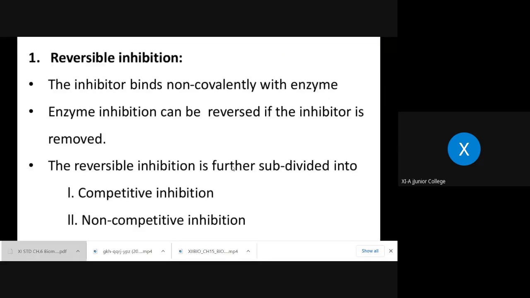What does reversible inhibition mean? Reversible, the name itself suggests. The inhibitors bind non-covalently with enzymes. Enzyme inhibition can be reversed if the inhibitor is removed. This is so simple, you remember. Reversible means when an inhibitor comes in contact with the enzyme, it affects the rate of the enzyme. But when the inhibitor is removed, automatically its activity starts again, and the enzyme acts as usual. So this is reversible inhibition. But again, it is divided into two types: competitive, and the second is non-competitive.